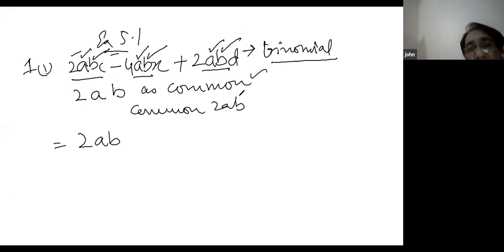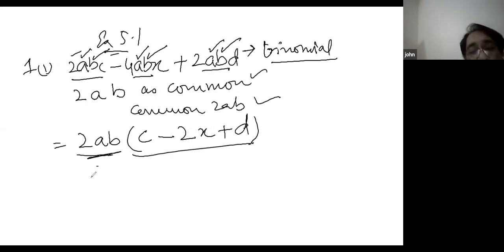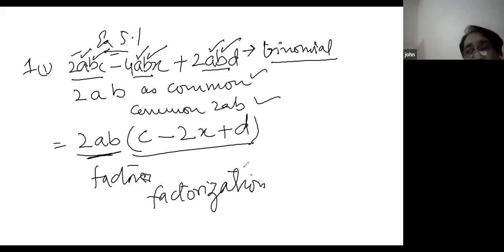Yes, you can write one of these terms, either the upper one or the lower one. Then the remaining is: 2 we have taken, a we have taken, c is the uncommon value. Similarly from the second one, 2 times 2 is 4, and ab is common, x is uncommon, and in the last term we have taken 2, a, b common, and d remains. So these two factors have been formed, and this process is known as factorization. I hope it is clear. Just show me your expression that it is clear.